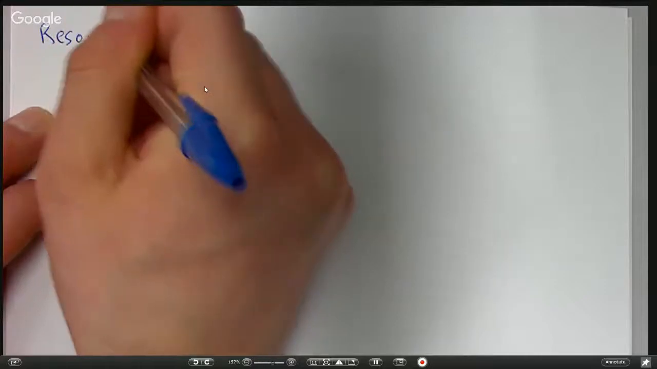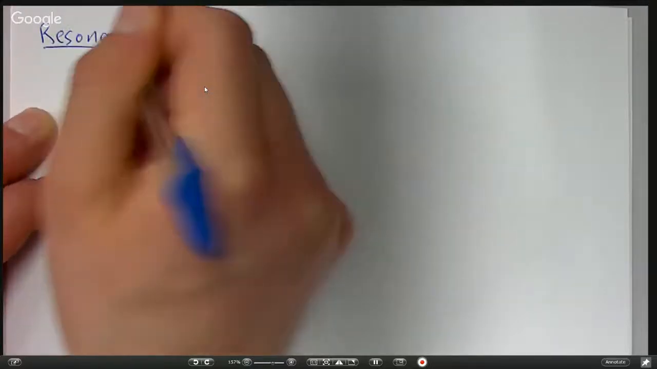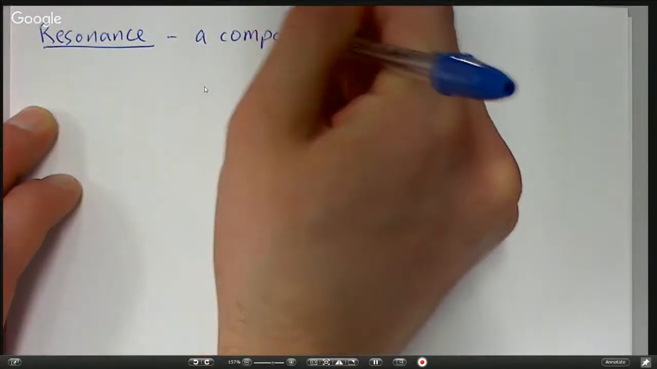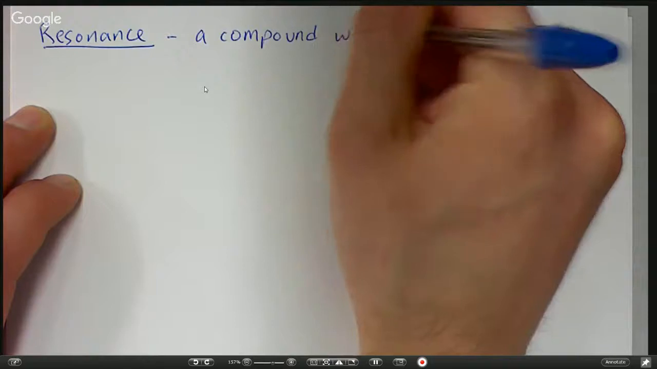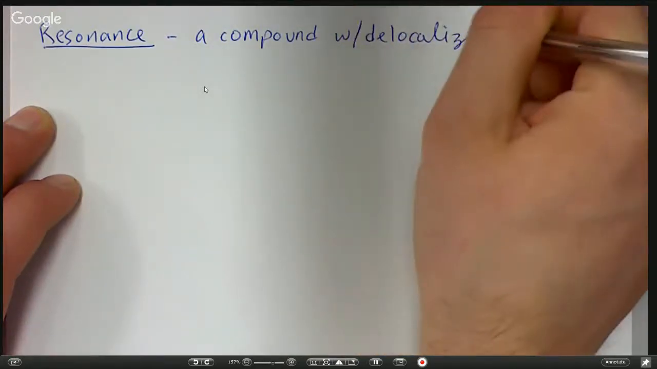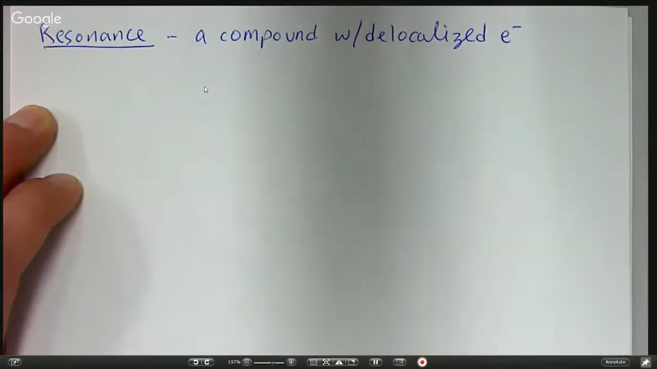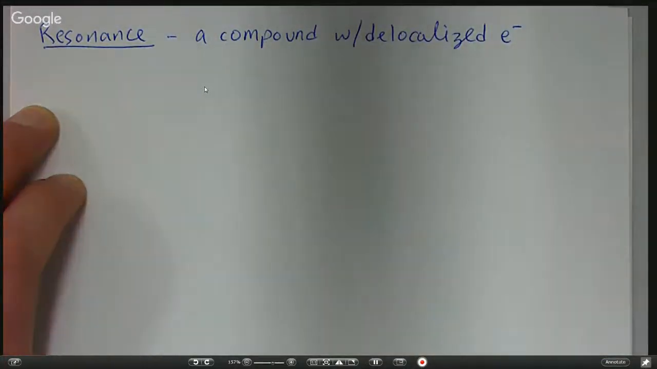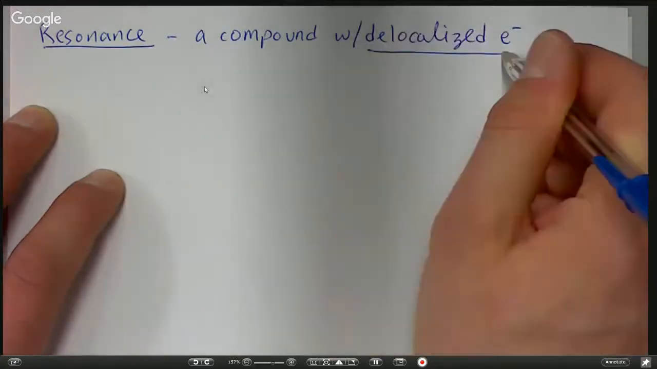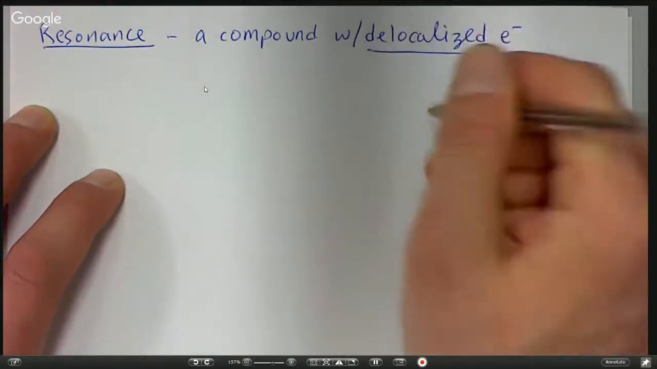So we have resonance. And resonance is a compound with delocalized electrons. Okay, so a compound that contains delocalized electrons. So what does delocalized electrons look like?